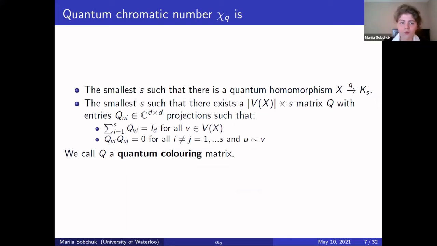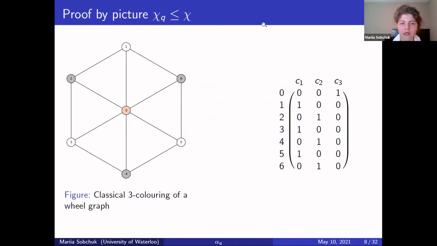Okay, so is the quantum chromatic number related to the classical chromatic number? Yes. Let us see how. So we get the analogous bound here. You can see in the title. So let's take a look at the example of this wheel graph, which is three colorable. Say vertex 0 is colored the third color, the white vertices are the first color, and the gray ones are the second color. And put the corresponding standard basis vectors in the rows. So the vertex 0 is the third color, we have E3 in that row, and so on. So let us verify that this does indeed satisfy the definition of a quantum coloring. Well, each row sums to identity, sort of the analogy that every vertex has just one color.